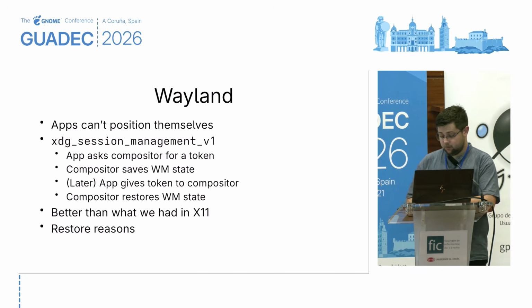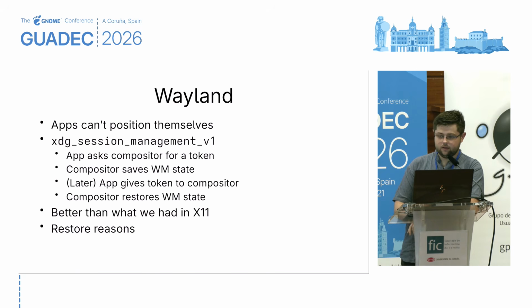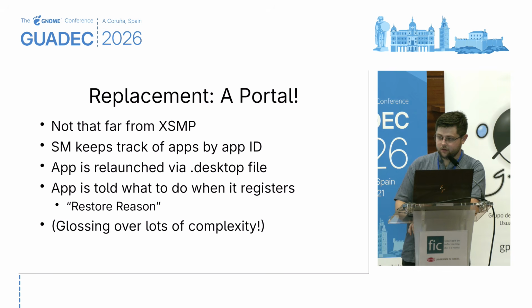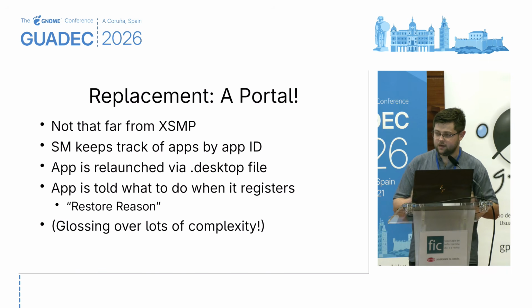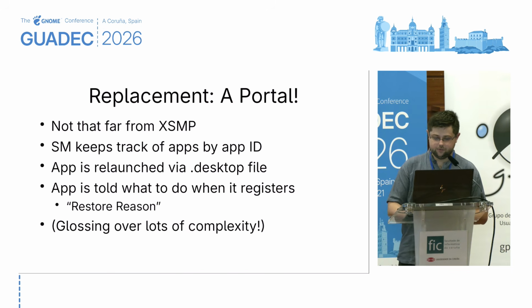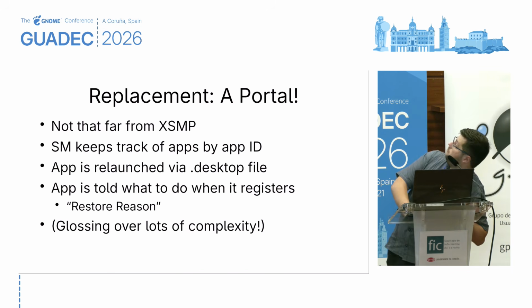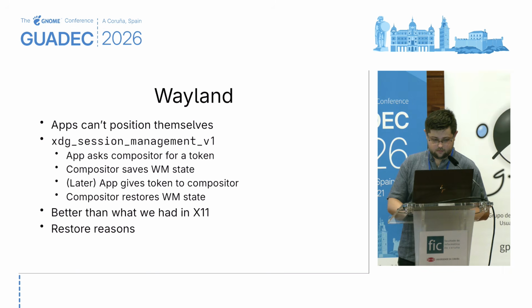Wayland. So X11 with XSMP, the app would save everything itself, including all the window management state, because on X11 an app could do that. So it would just save its position, and it would ask the X server for its position and size and all the window management flags it felt like asking about, and then it would write them down and later restore them. But on Wayland, apps can't position themselves for lots of reasons.